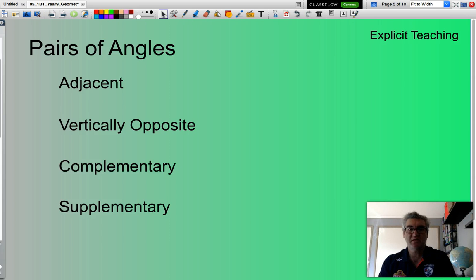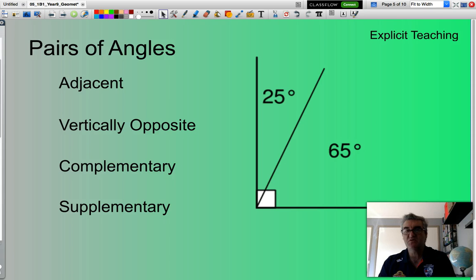A complementary angle, that is when we have two angles, such as this angle here and this angle here, if you put those together, they'll add up to get 25 plus 65, that is 90 degrees. So complementary angles, when placed together, give you a right angle.